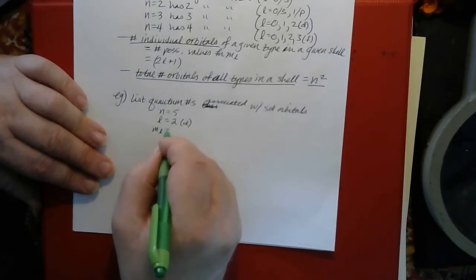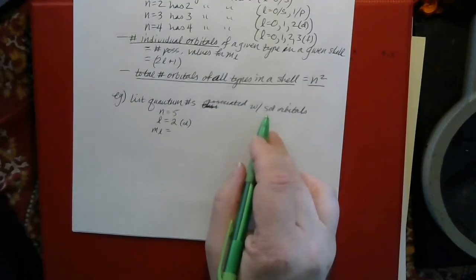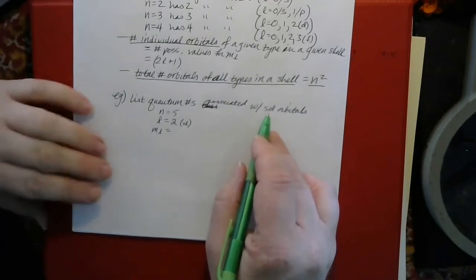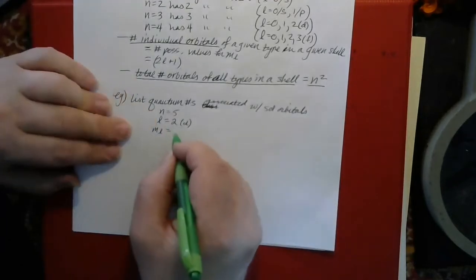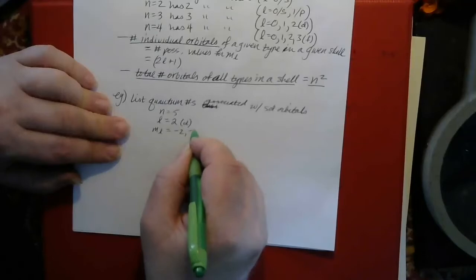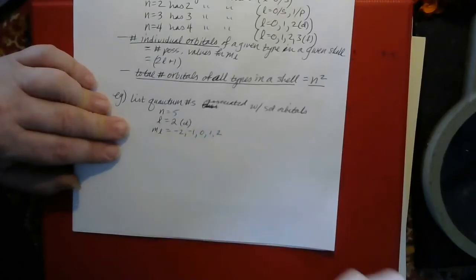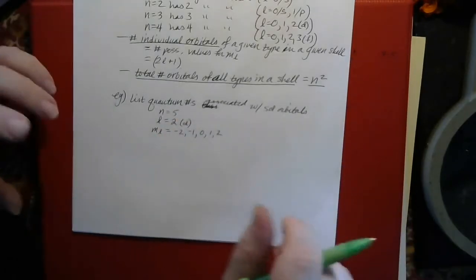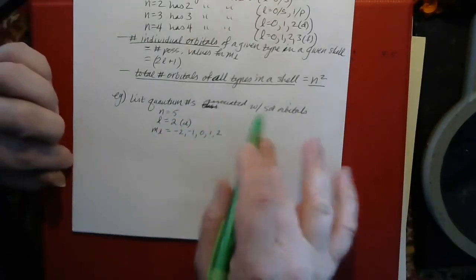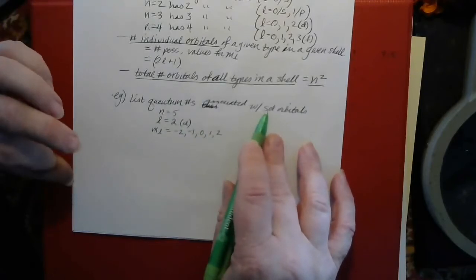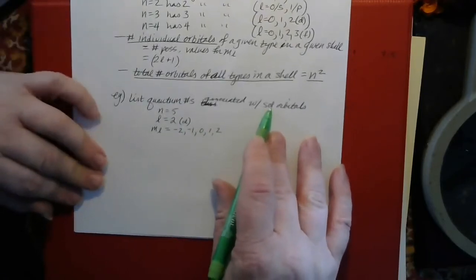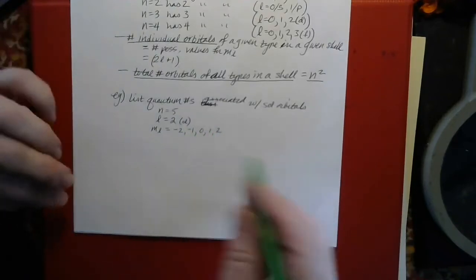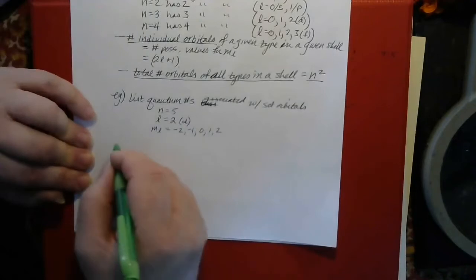And m sub L, since it didn't specify which of the 5d orbitals we're talking about, it could be any of them. So you basically have to list out all of the possible values for m sub L based on L being 2. So m sub L could be -2, -1, 0, 1, or 2. Any of those would be possible. And those are the quantum numbers associated with a 5d orbital. If you specified which 5d orbital you were talking about, then you could pick a single value from this list, but the question didn't, so we can't. We just have to list them all.